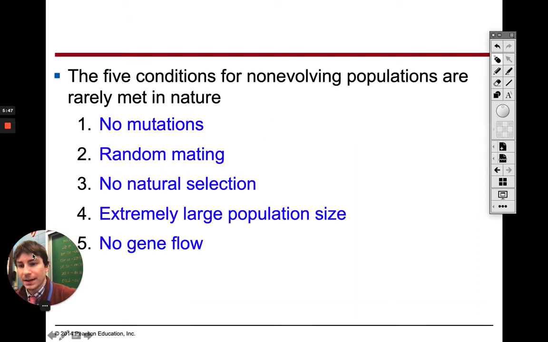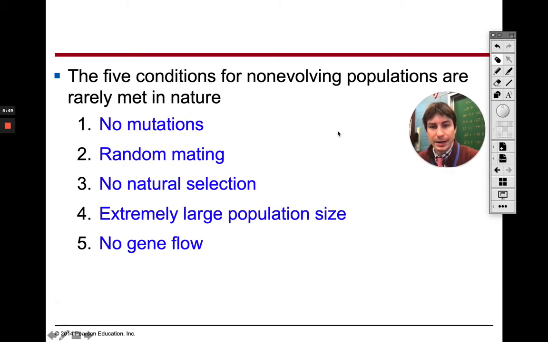So here's our 5 conditions that must be met in order for Hardy-Weinberg to stand true. In other words, for the population to not evolve. So we can't have any mutations in there. So that's our first one. Second one, we have to have random mating. And this one always confuses students, so let me explain to you what random mating is.